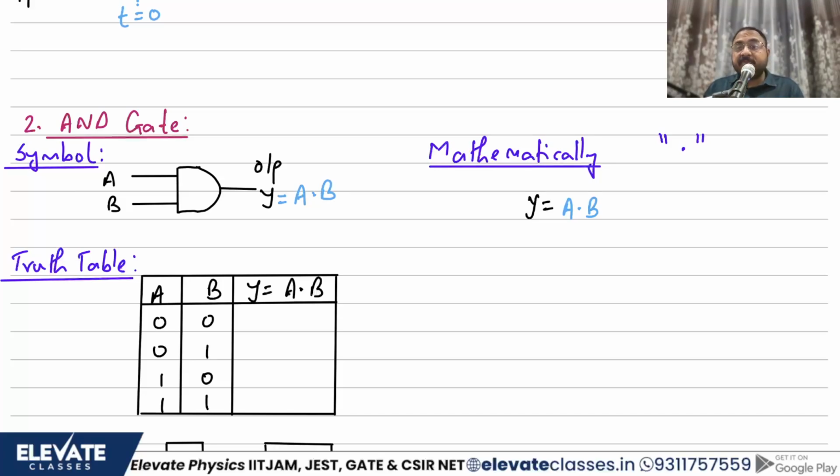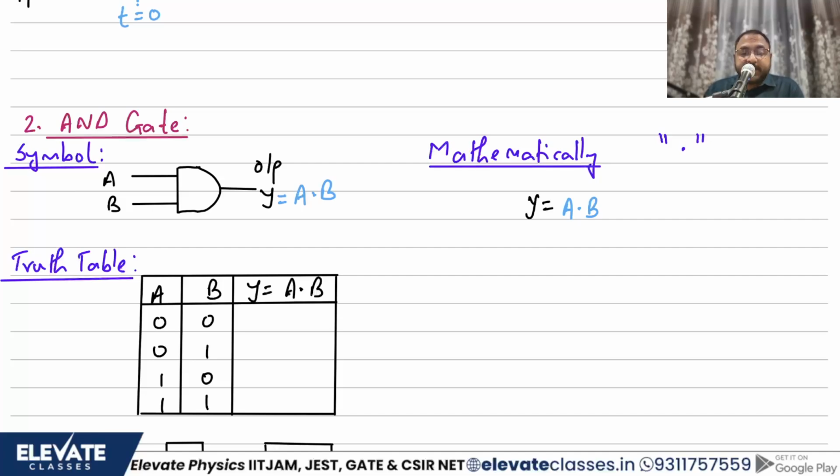Now again, I need to find out the truth table. So let's try and do that. How many entries will I have now? I will have 4 entries. Why? 2 inputs, sorry, not 2 gates, 2 inputs. 2 raised to 2 is 4 possible combinations: 0 and 0, 0 and 1, 1 and 0, 1 and 1. So these are my 4 combinations.